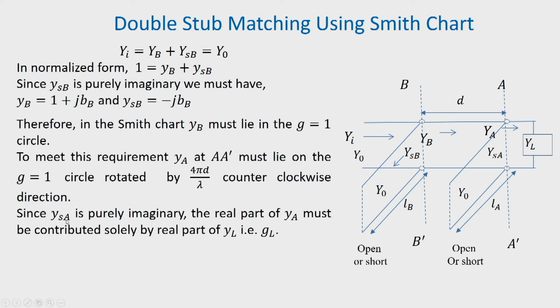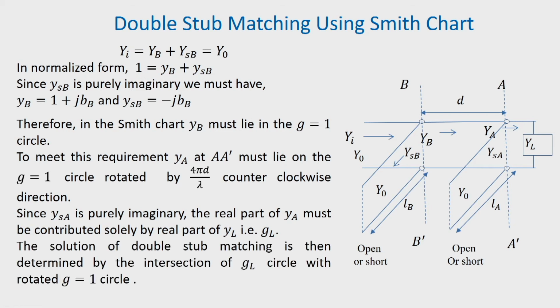Since y_SA, the stub admittance, is purely imaginary, the real part of y_A must be contributed solely by the real part of y_L, and the real part of y_L is g_L. And therefore, the solution of double stub matching is determined by the intersection of the g_L circle with the rotated g equal to 1 circle. So, let us explain this on a Smith chart.